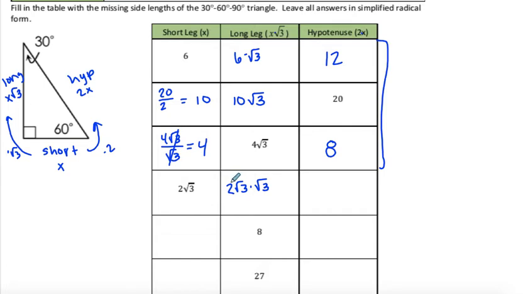So when I do this, in my calculator, I get 2 radical 3 times radical 3, which tells me is 6. On the hypotenuse, I'm going to take my short leg, 2 radical 3, and multiply by 2. Okay, the only thing I can combine here are the numbers out front, so I get 4 radical 3.